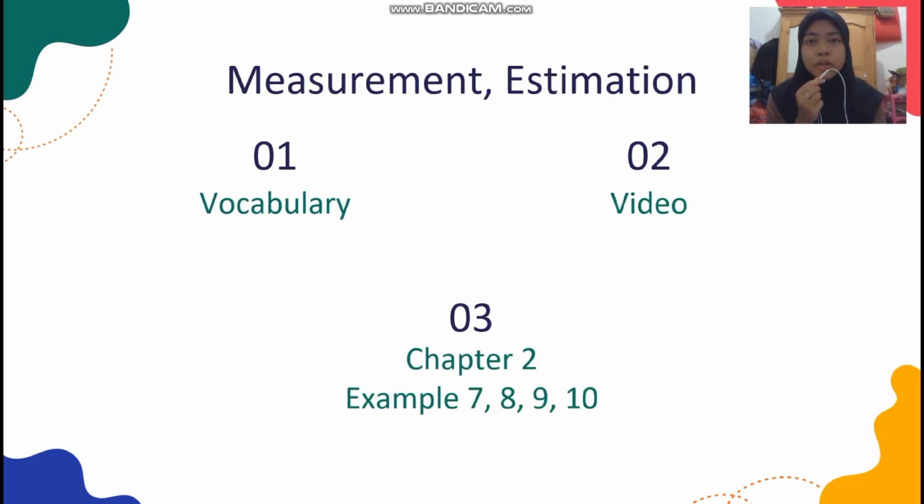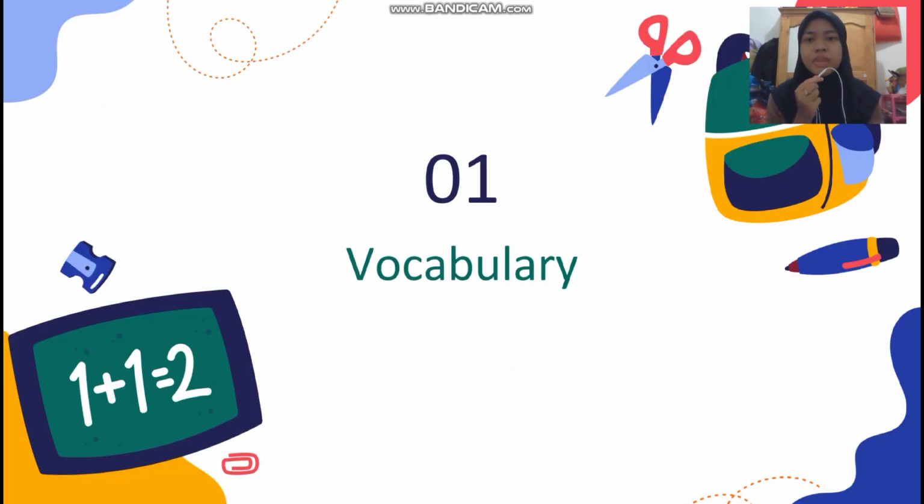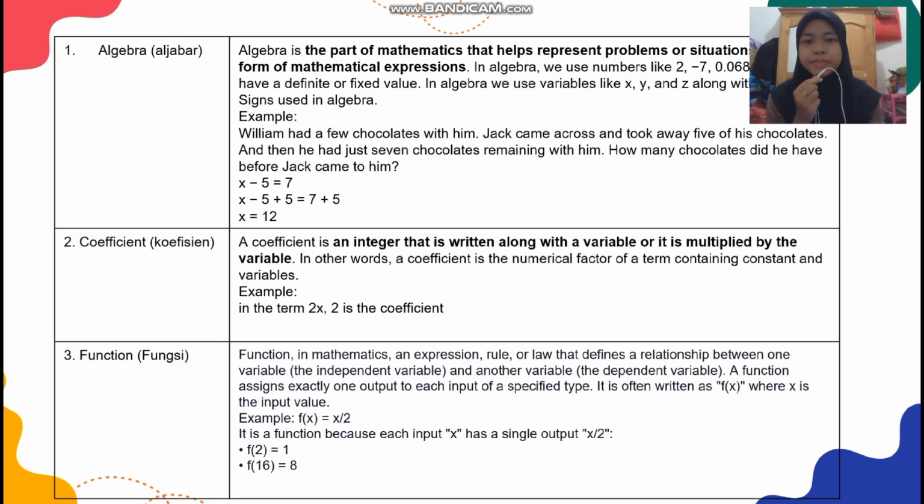And here I will explain about the vocabulary in the video in chapter 2, examples 7, 8, 9, and 10. At first, I will explain about vocabulary. The first is algebra, which means algebra. Algebra is the part of mathematics that helps represent problems or situations in the form of mathematical expressions.